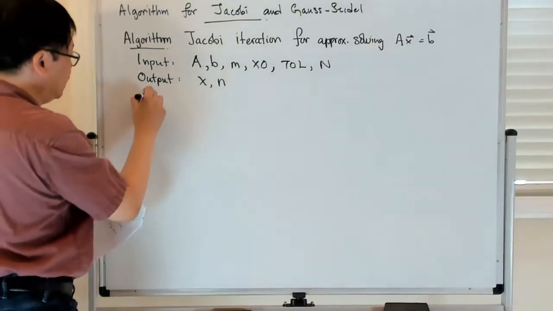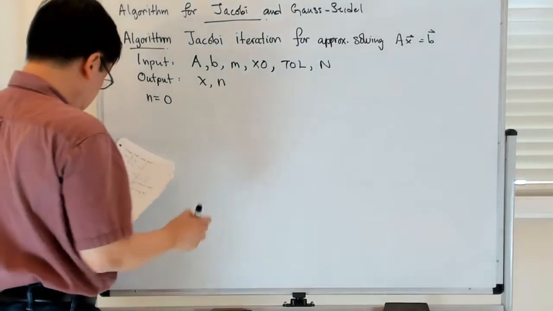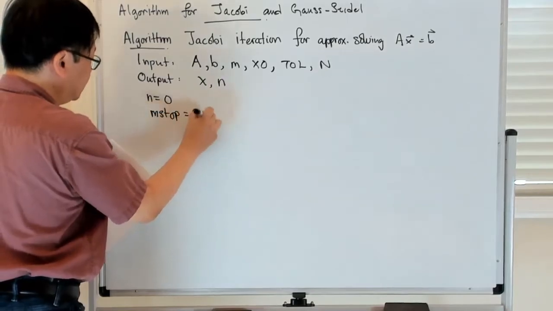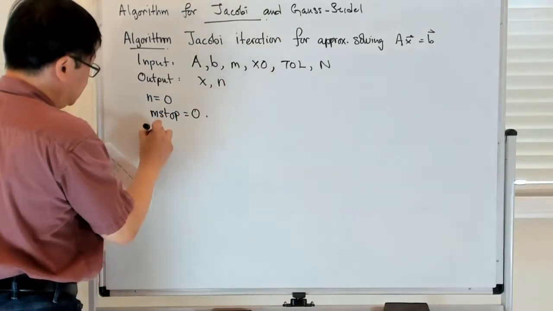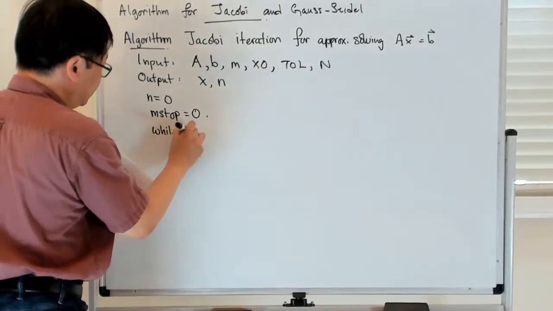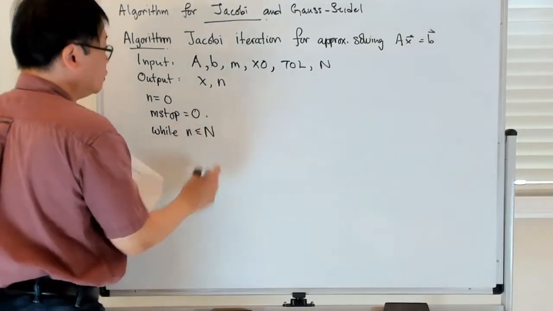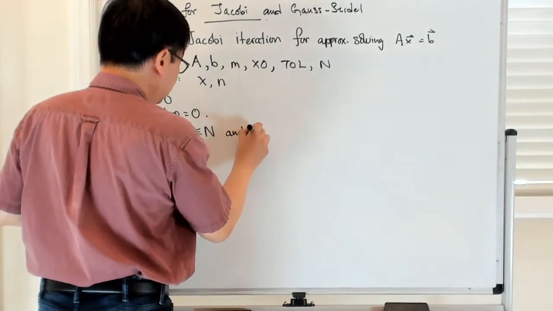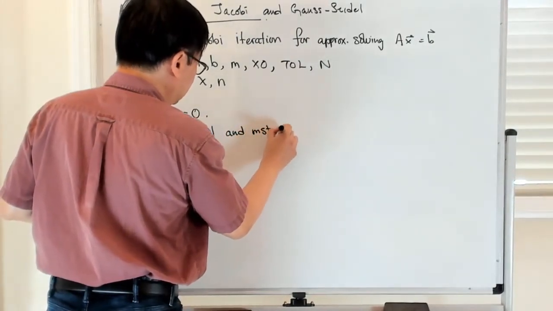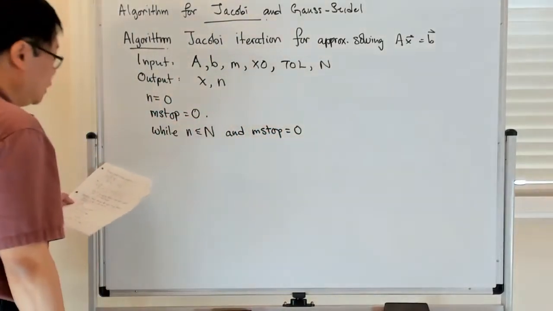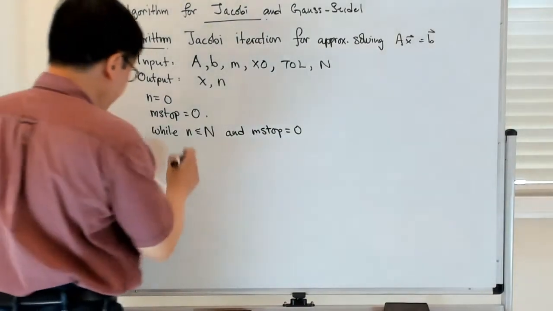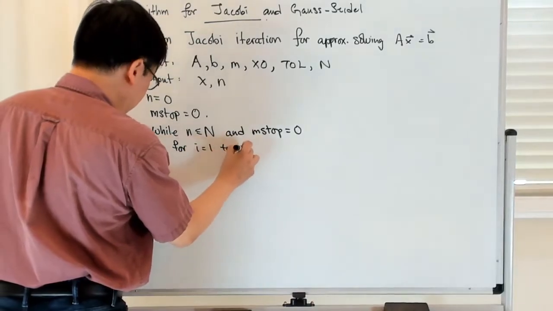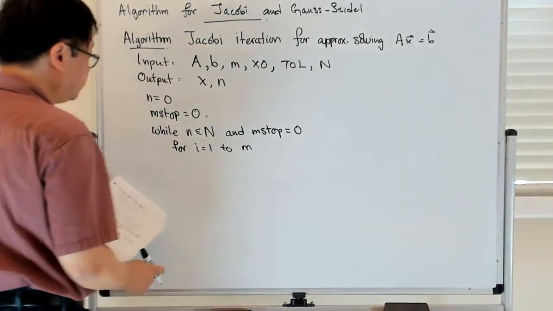So I first let n equal 0, and I create a flag to determine when to stop, and I set that to 0 first. While the number of iterates is less than or equal to the maximum number of iterates, big N, and I have not flagged to stop it, then I perform the iteration. So for i equals 1 to M, I do the following.